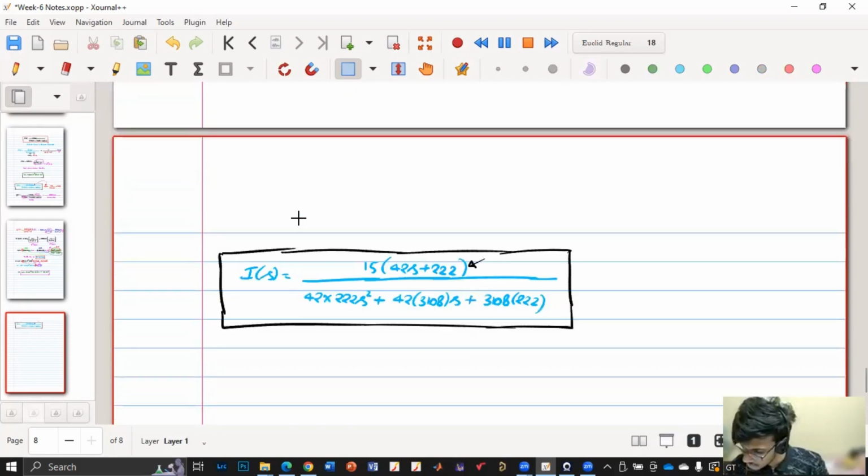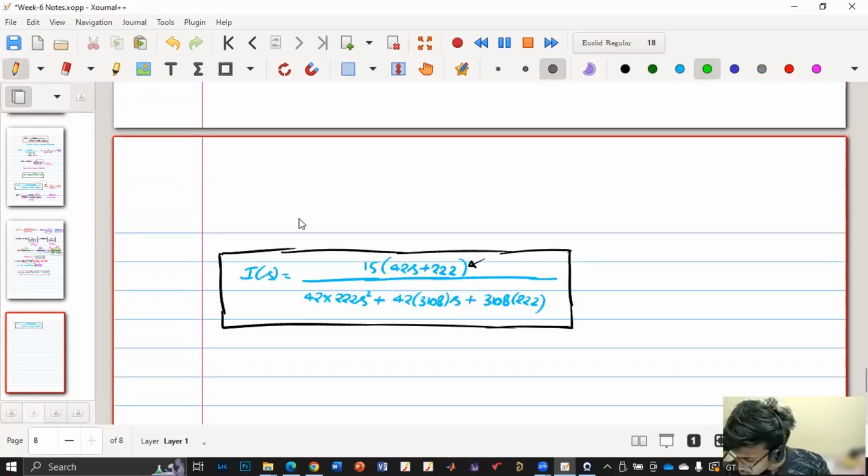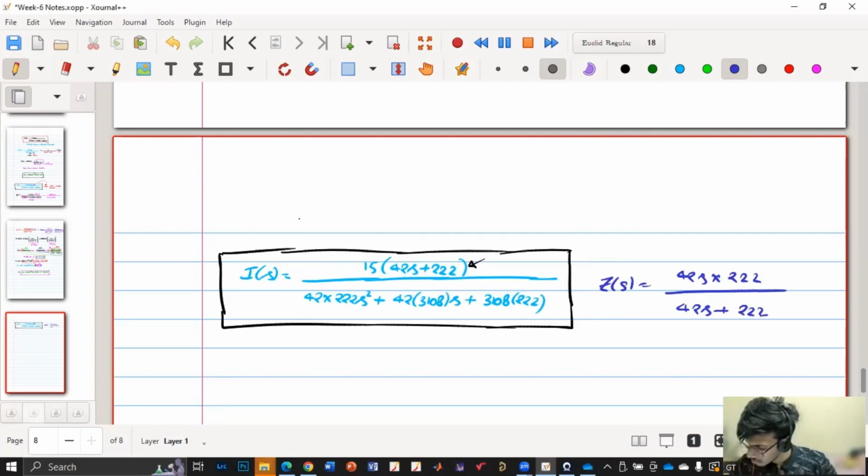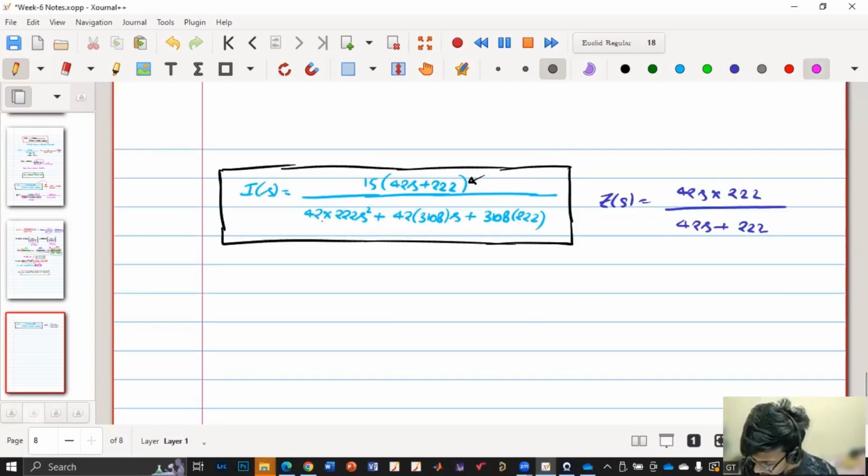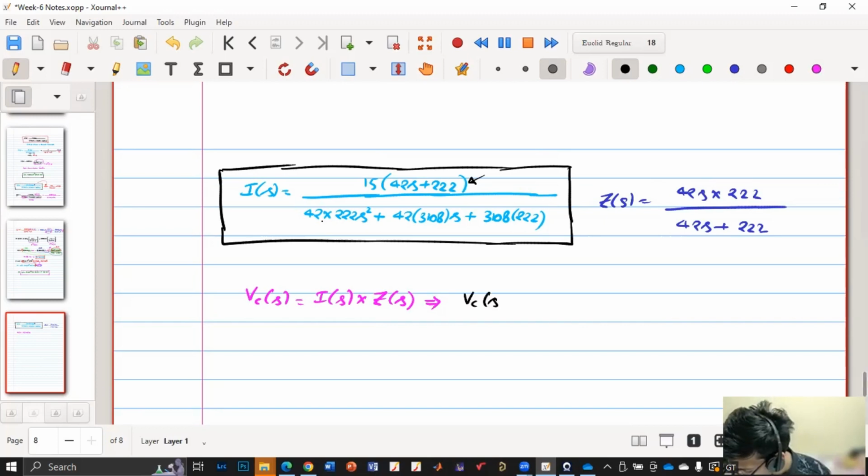Now we have I of S term, and we also know that Z of S is 42S into triple two by 42S plus triple two. Okay. Now we also got that VC of S is I of S into Z of S.